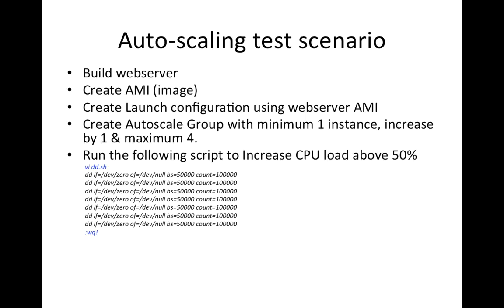And using this AMI, create a launch configuration, and then using this launch configuration, I'm going to create auto scaling group with a minimum of one instance and increase by one during the load time and go maximum of four. That's my scenario. How am I going to increase the CPU?